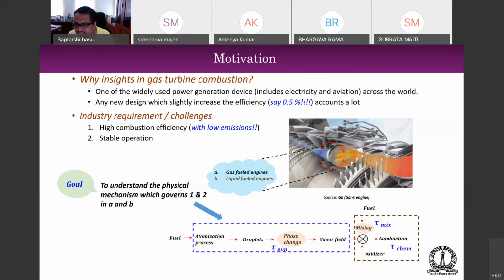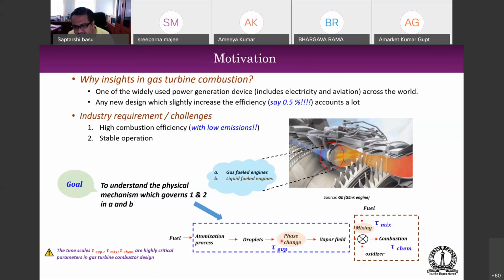This vapor field now should mix with the oxidizer, okay, and ultimately lead to combustion. So now there are several time scales, as you can see, that are involved over here. You have obviously a tau atomization, then you have a tau evaporation, then you have a tau mixing, and then you have a chemical time scale. So all these time scales together actually govern how good your combustion is. If your atomization process is not good, it will ultimately affect your mixing. Your mixing will become very non-homogeneous. As a result, your combustion can have unstable pockets as well as hotspots, which is not good. So the time scales are highly critical in designing the gas turbine combustors.